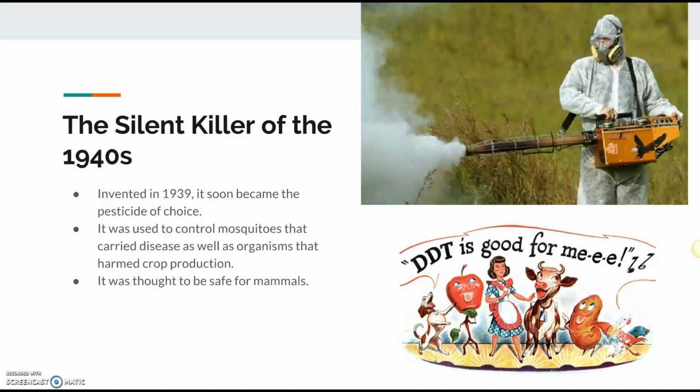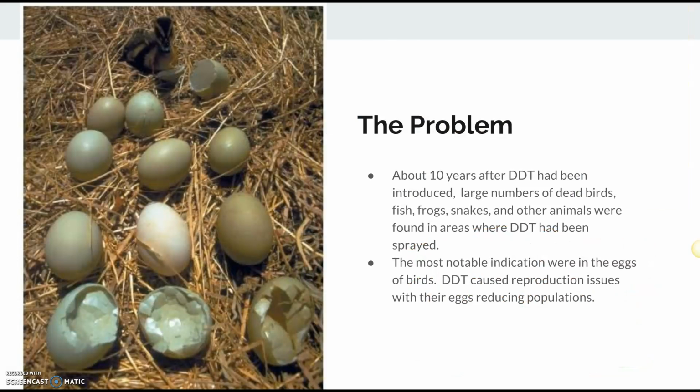But what we found out from DDT is that shortly after, about 10 years after it started to be used, we started seeing sharp declines in many different organisms, mostly in dead birds. And the reason that the birds were dying, what they found out, was that the DDT interacts with their body and prevents a protein in the formation of the hardening of eggshells.